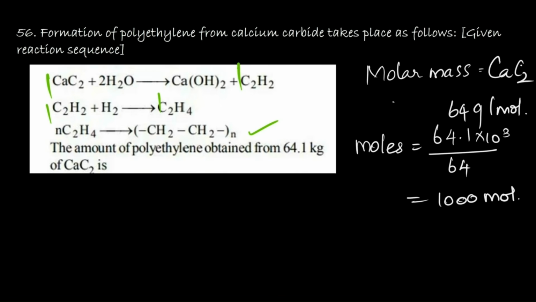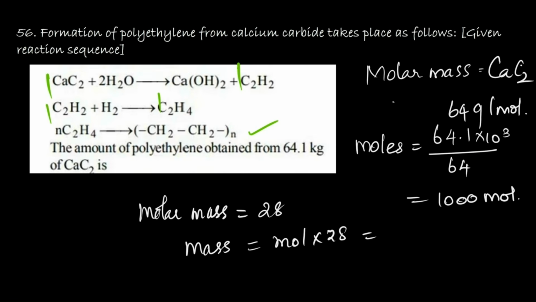Polyethylene, what is the molar mass? Ethene has 2 carbons and 4 hydrogens, 24 plus 4, 28. So mass is equal to mole into 28, which is 1000 into 28, 28,000 grams, which is nothing but 28 kilograms. Right, 28 kilogram is the answer to this question.